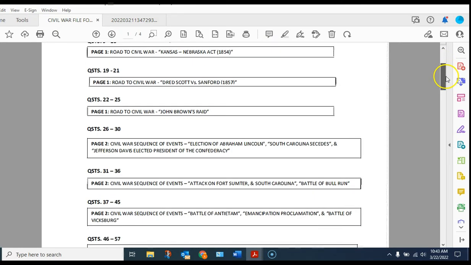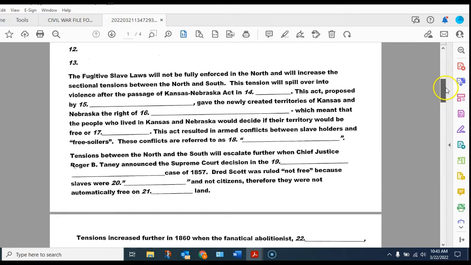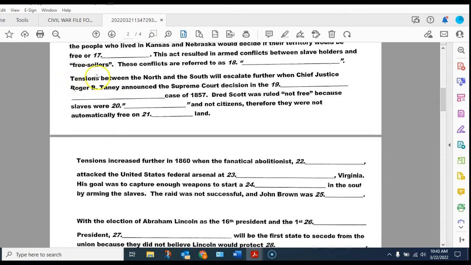All right, the next section is picking up with questions 19 through 21, Road to Civil War, and this is going to talk about the Dred Scott versus Sanford case. So let's go ahead and scroll down. And it says here, tensions between the North and the South will escalate further when Chief Justice Roger B. Taney announced the Supreme Court decision in the blank case of 1857. Dred Scott was ruled not free because slaves were blank and not citizens. Therefore, they were not automatically free on blank land.